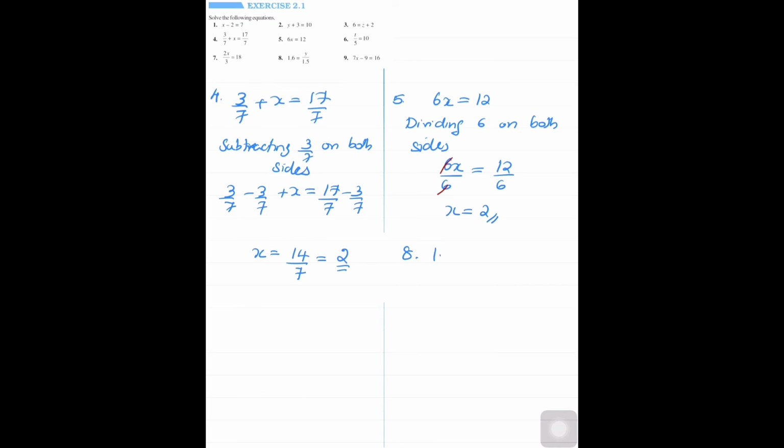Number 8, 1.6 equal to y by 1.5. Multiplying 1.5 on both sides of the equation. 1.6 into 1.5 equal to y by 1.5 into 1.5. y equal to 1.6 into 1.5 is 2.4.